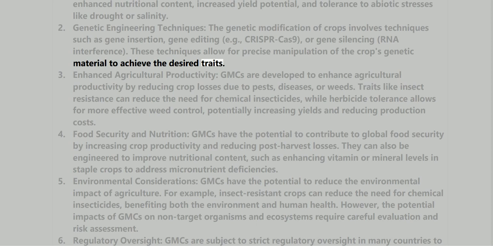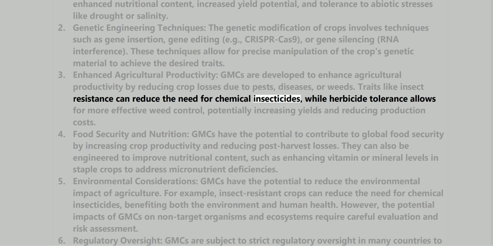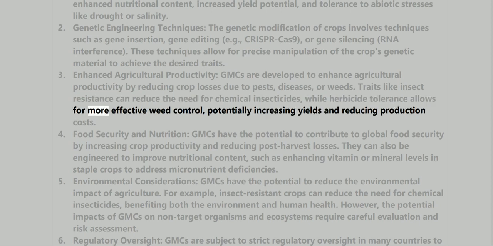3. Enhanced agricultural productivity. GMCs are developed to enhance agricultural productivity by reducing crop losses due to pests, diseases, or weeds. Traits like insect resistance can reduce the need for chemical insecticides, while herbicide tolerance allows for more effective weed control, potentially increasing yields and reducing production costs.